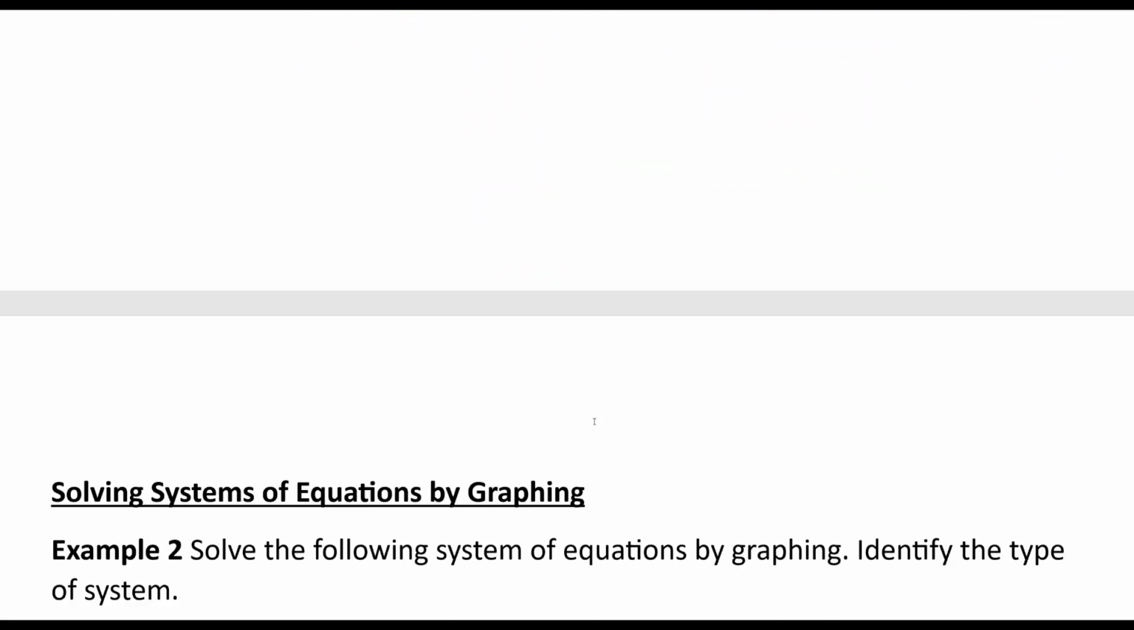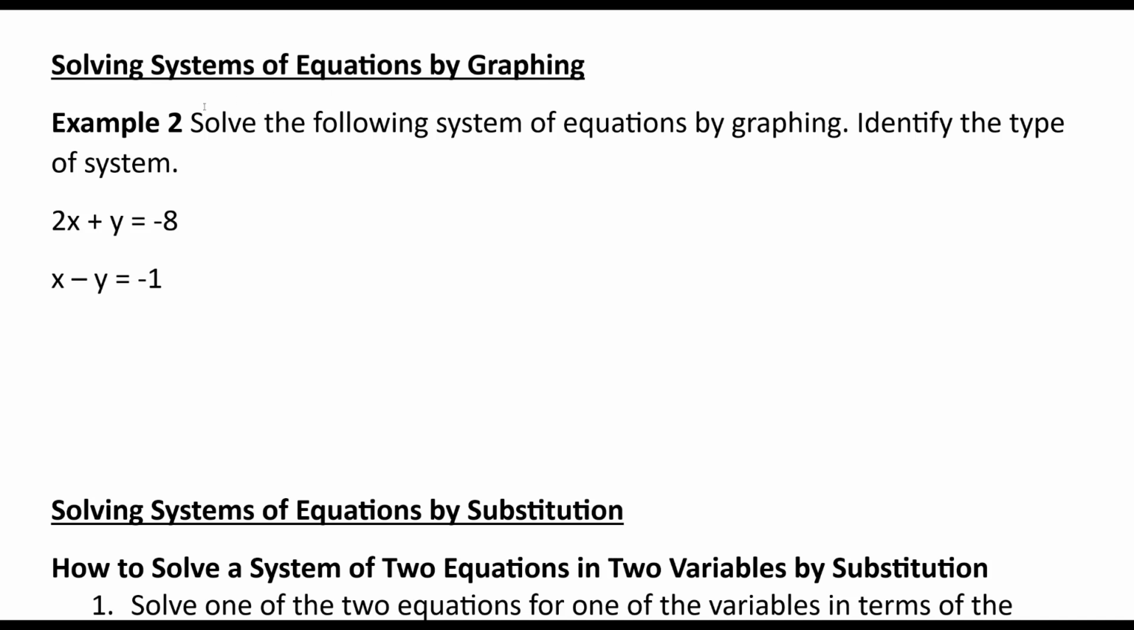Okay. And solving a system of equations by graphing. So we can solve the system of the equations by graphing and see where they cross. And then we can identify the type of system it is. So right off, actually just looking at this, I see 2x plus y equals negative 8, x minus y equals negative 1. So looking at these coefficients, and there's a plus here, there's a minus down here. These are obviously not going to be the same line or parallel lines. So there'll be a solution to this.